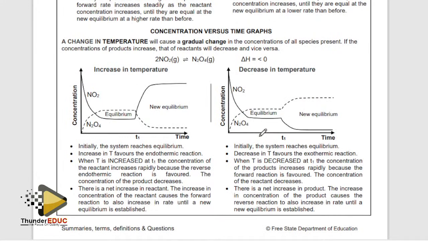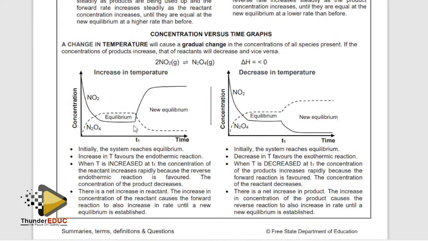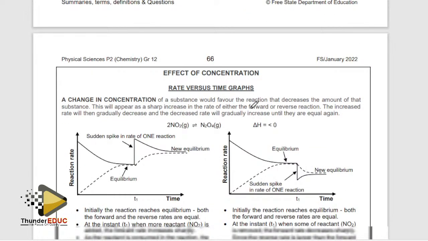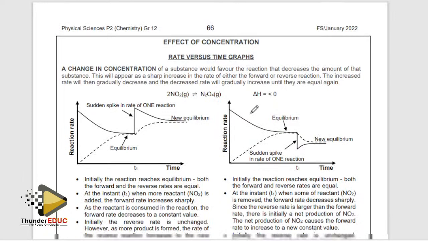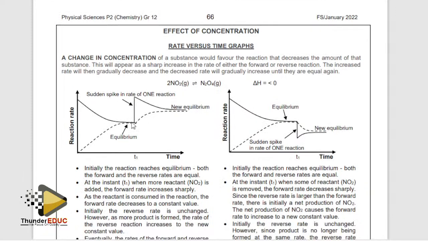So check how temperature affects. Just check how the shape of the graph looks. It is not straight. It is bending. Sorry, this computer is disturbing me. Yes, check how it looks. It's bending. While if you look at the case of concentration, check how it looks. It has a sharp spike.